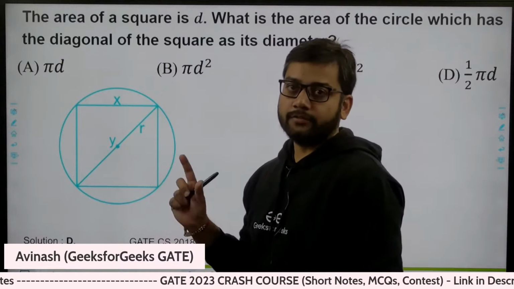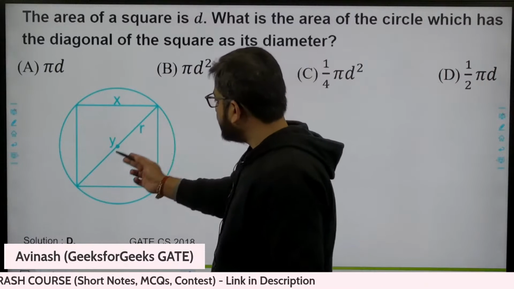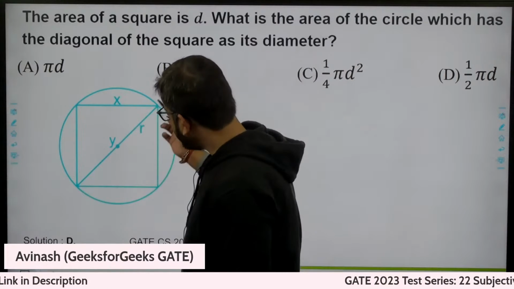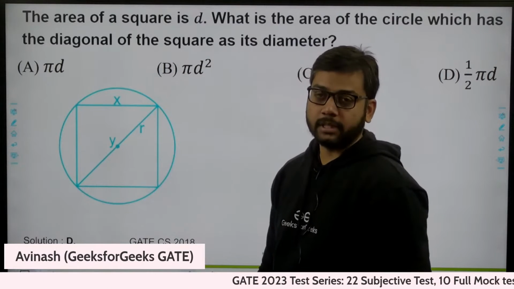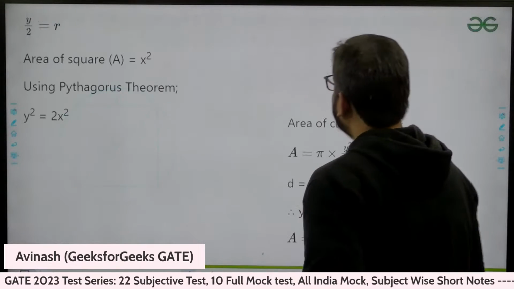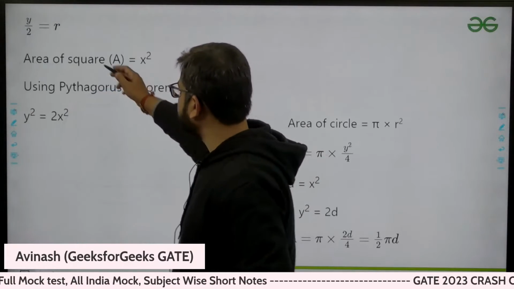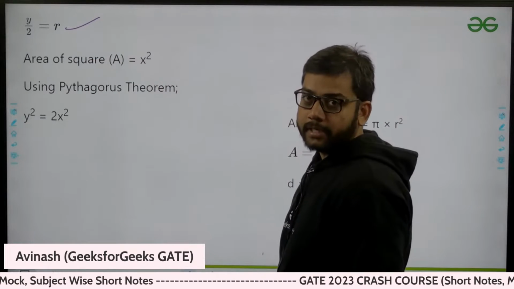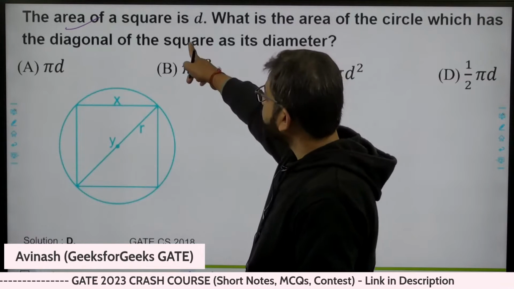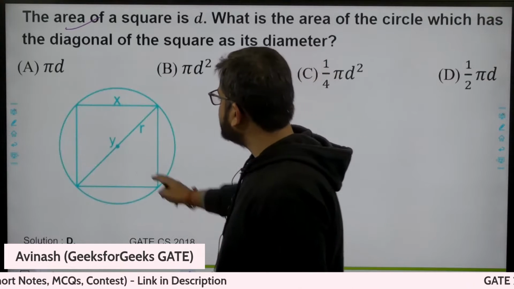To find the area of a circle, we need to find the radius. Here they are saying the diagonal of the square is the diameter of the circle. It means dividing by 2 will give you the radius. Suppose this whole diagonal is y, so radius is equal to y by 2. The area of the square is a squared. Suppose it is x squared, if this side is x.